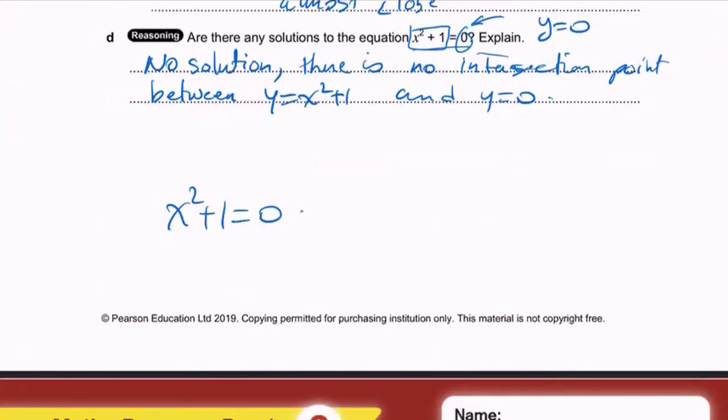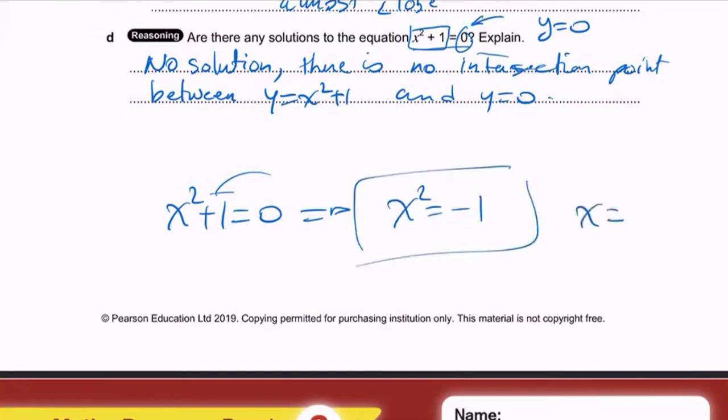Let's try. Shift 1 to the other side, it will go as negative 1. So x squared equals negative 1. So x equals square root of negative 1. Right? Can you check in your calculator the square root of negative 1, please?